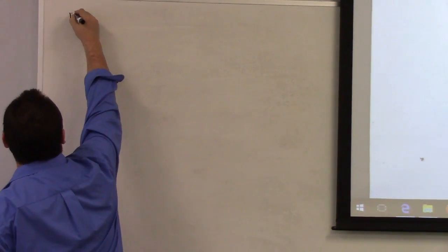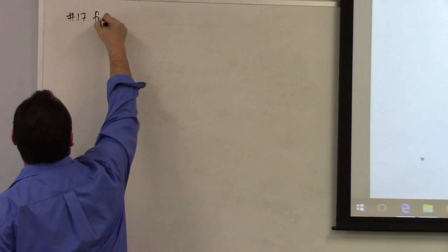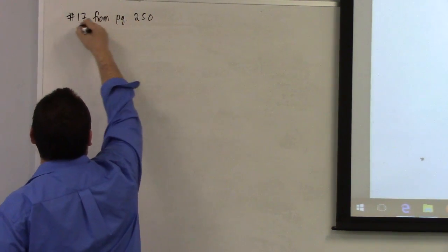So here's the problem. We've solved systems using matrix methods, right? Is there another way to do it? Well, yes. So here's the other way. This is number 17 from page 250 of your text. Doesn't really matter where it's from.